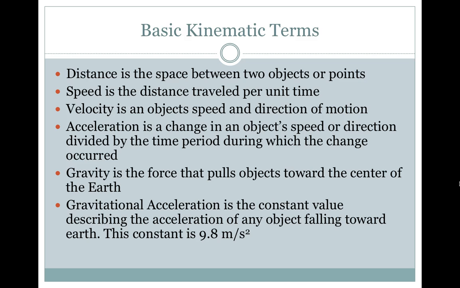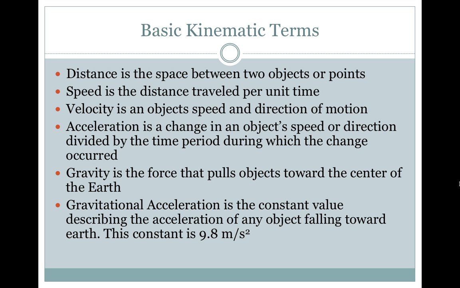Basic kinematic terms. Distance is the space between two objects or points. Speed is the distance traveled per unit time. Velocity is an object's speed and direction of motion. Acceleration is a change in an object's speed or direction divided by the time period during which the change occurred.